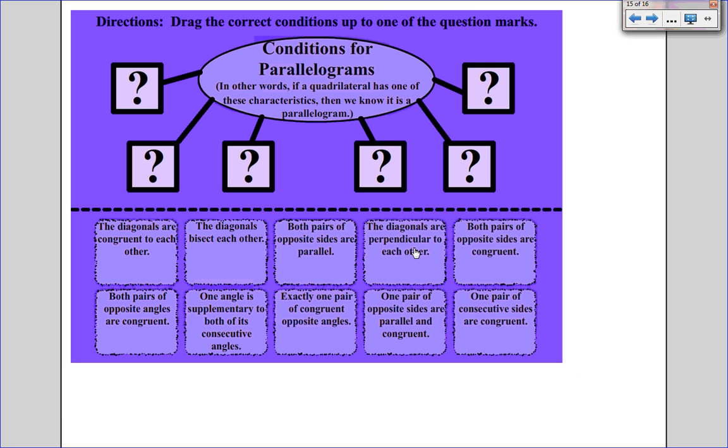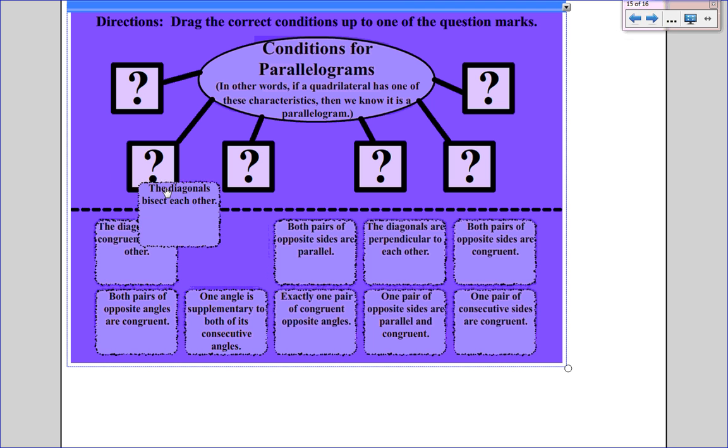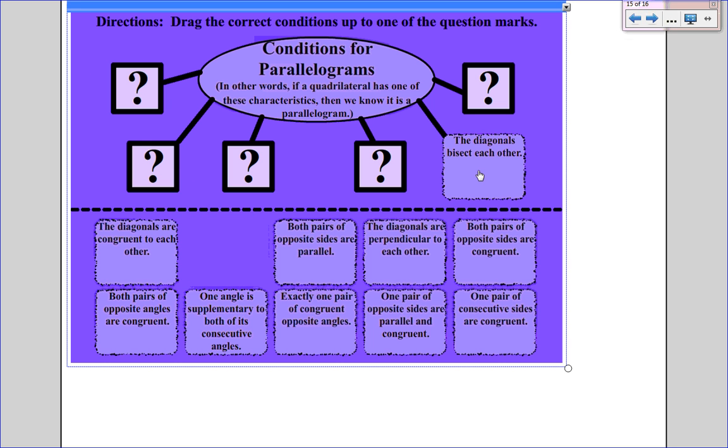Let's try one more of those. Pause it and see if you can get all the conditions right by just writing on your paper and seeing if you got the right ones. All right, so which of these make it a parallelogram? If one of these are true, then it has to be a parallelogram. The diagonals are congruent. Well, we didn't learn about diagonals being congruent, but we did learn that if the diagonals bisect each other, then it's a parallelogram.